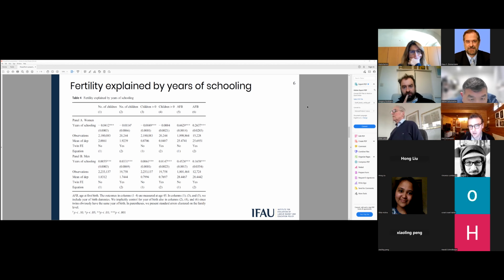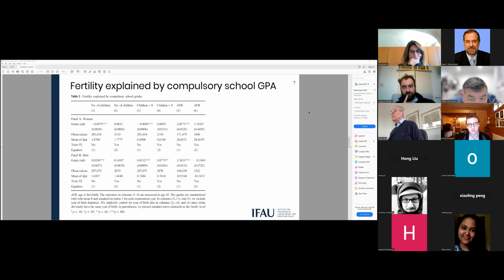Okay, so that's years of schooling. If we look at fertility explained by compulsory school GPA instead, where we have a smaller sample, we get very similar patterns.